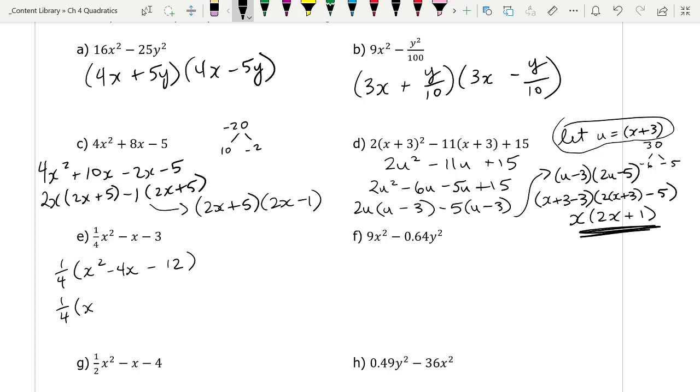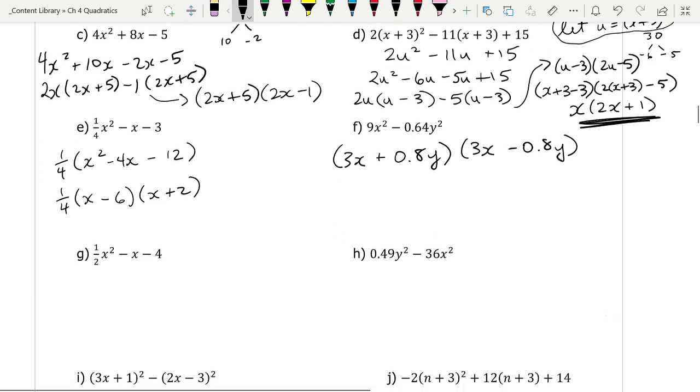What two numbers times to make negative 12 add to make negative 4? Negative 6 and positive 2. Don't lose that quarter. It belongs there. It's a factored form. F, we're back to difference of squares. 3x plus 0.8y, 3x minus 0.8y. This is something that came up last unit a couple times. Perfect squares don't have to be whole numbers. Some decimals are perfect squares, like 0.64 is 0.8 times 0.8.